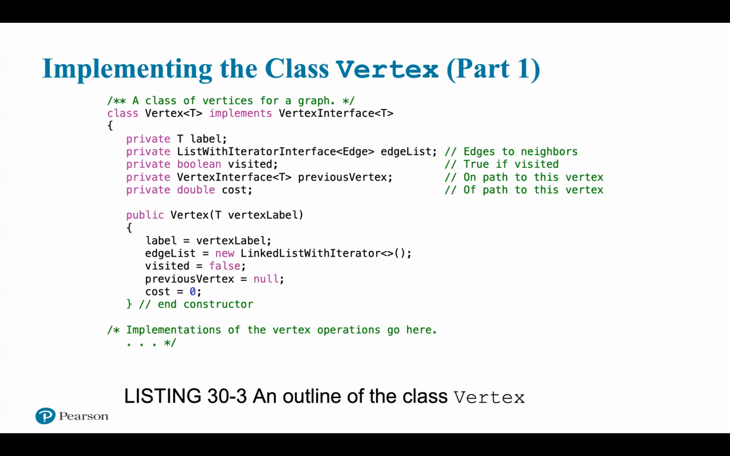So here's an outline of the implementation of the class Vertex. To hide Vertex from the clients of the graph, we place it within the package graph package that we introduced in the previous chapter. Listing 33 that we're showing here outlines the class and shows its data fields and constructor. An ADT list that has an iterator serves as an adjacency list, an edge list. We have chosen the linked list with iterator discussed in segment 13.9 of Chapter 13.